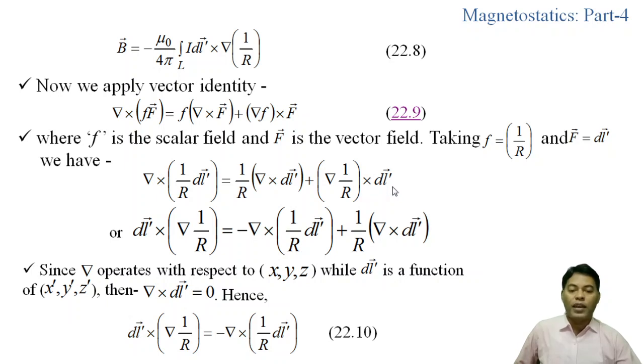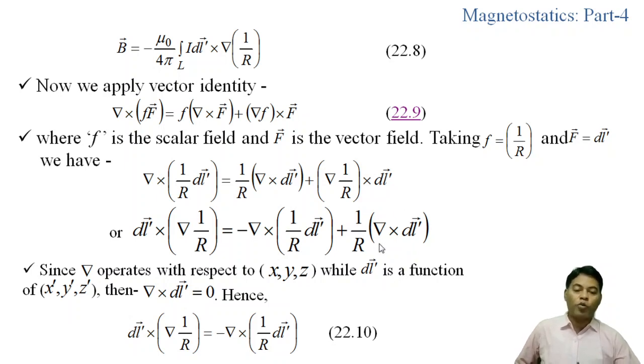dl prime. Now, if we take the last part of this equation to the left hand side, and interchange the position of dl prime and grad into 1 by r, then we have dl prime cross grad into 1 by r equals minus grad cross 1 by r dl prime plus 1 by capital R into grad cross dl prime. Now this last term will be equal to 0.